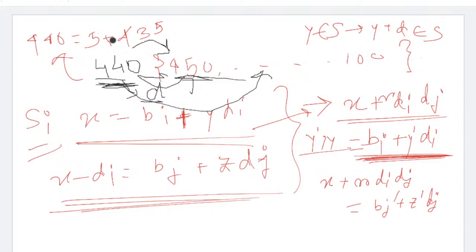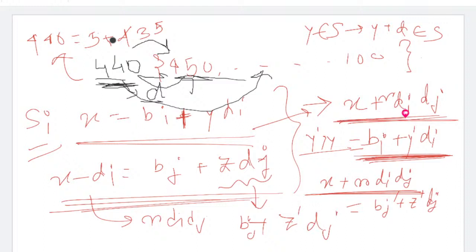And again here, if you add some large enough r di dj, then this term again becomes bj plus some z dash di dj, not just dj for now. So basically, this term belongs in both the sequences, right? You get what I mean?